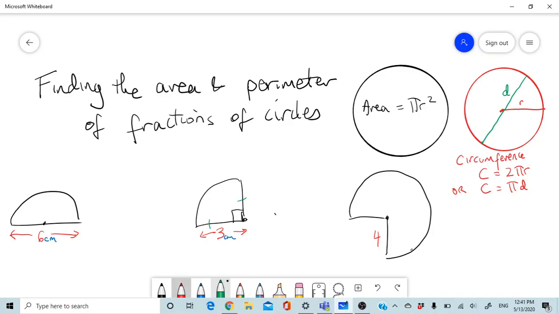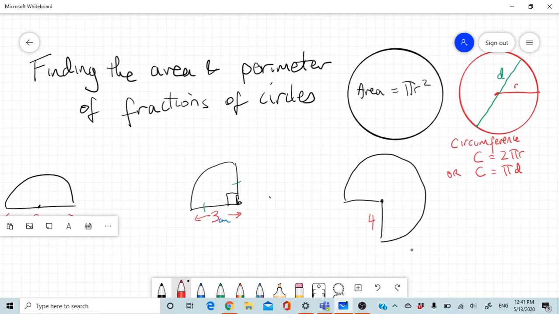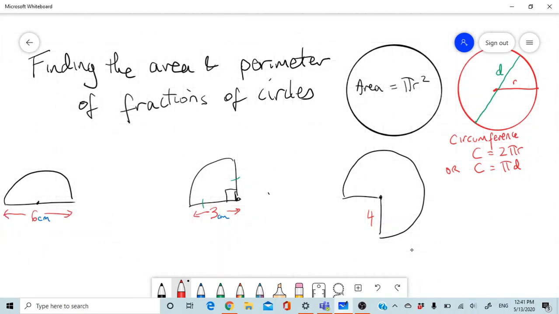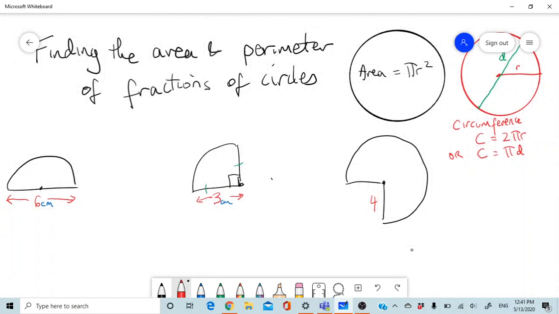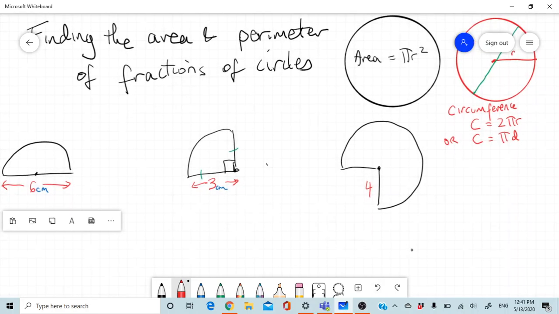Okay, so now that that's established, we need to find the area and perimeter. Now we're talking about the perimeter, not the circumference, because we're looking at these fractions of circles, and this formula here will be useful, except we also need to consider the other sides of these fractions of circles. So here we go.